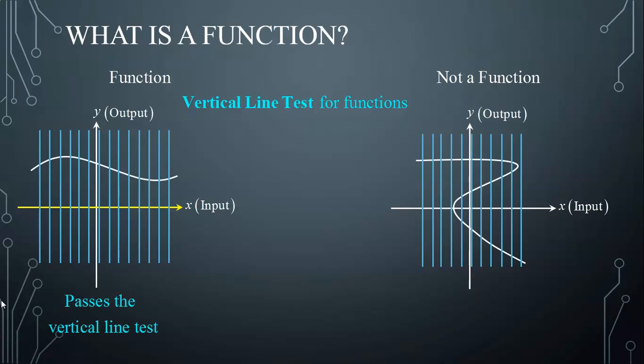The first one passes the vertical line test, as every input has exactly one output by this curve, consequently it is a function. However, this other curve doesn't pass the vertical line test, as there exist vertical lines that cross the curve at more than one point, leading to having more than one output for each input. So this curve does not represent a function.